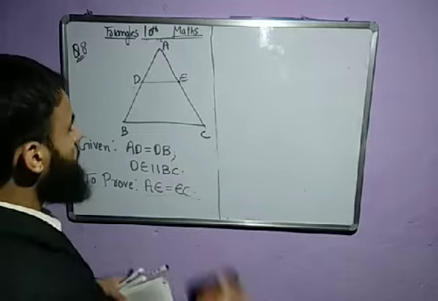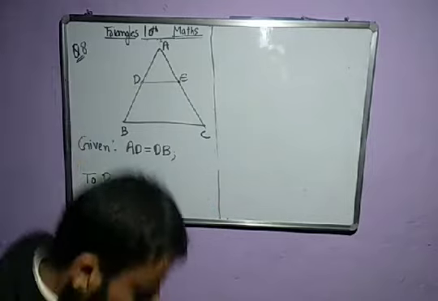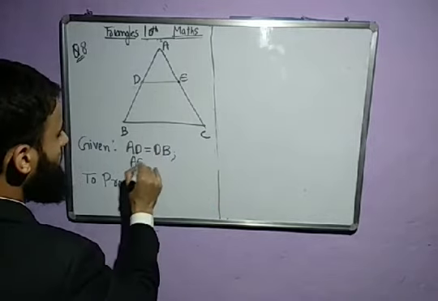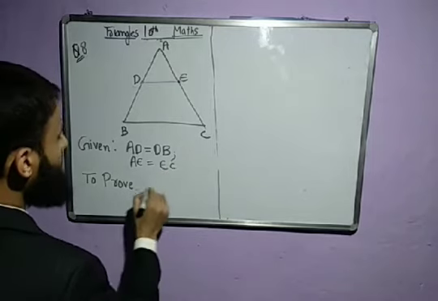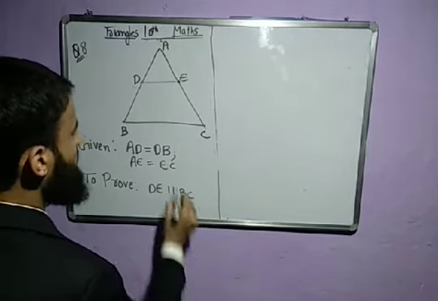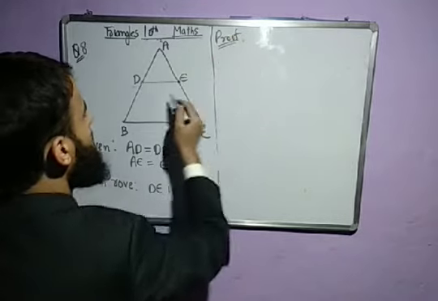Okay. So now, there will be a change in the given part, that AE is equal to EC, and you need to prove that DE is parallel to BC. Okay. It's also very easy. So let us see how to do it.